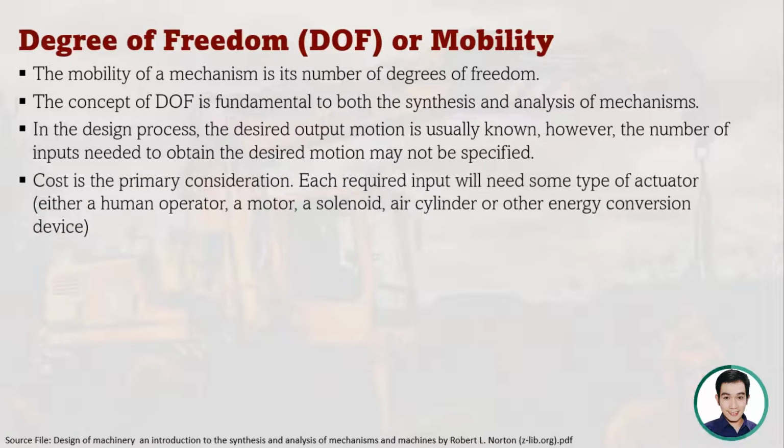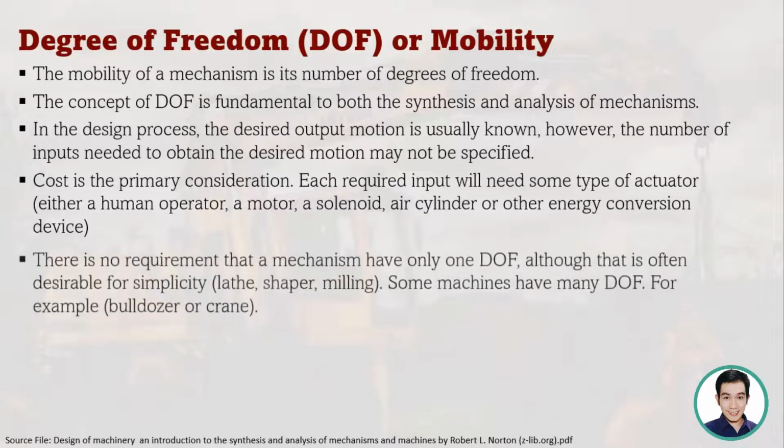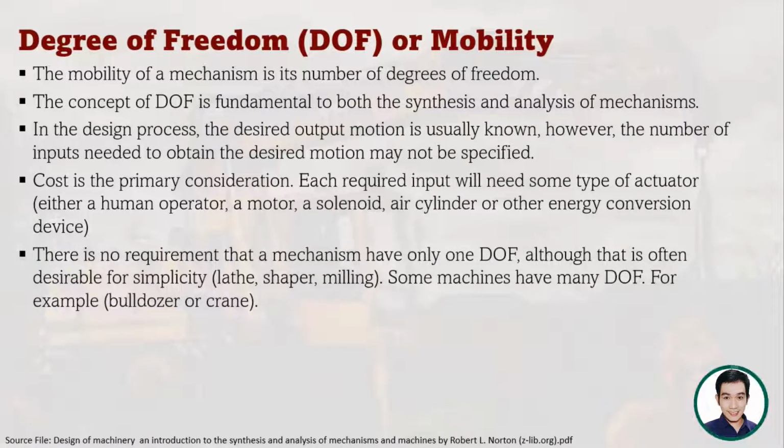Cost is the primary consideration here because each required input will need some type of actuator. Say for example, in order to rotate a shaft, we may need a motor or a human operator or a solenoid or a cylinder or other energy conversion device, so that you can achieve the rotation, the translation, the rolling, the sliding, the input motion that you will need. There's no requirement that a mechanism should only have 1 degree of freedom so that we can save money. However, it is often desirable for simplicity.